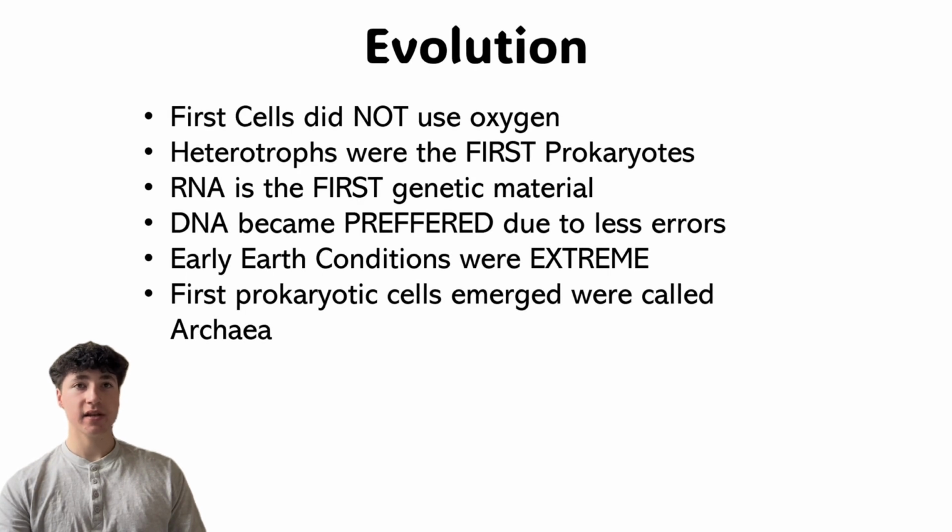Evolution. At first, cells didn't use oxygen. Once oxygen accumulated, eukaryotic cells utilized this. The first prokaryotic cells were heterotrophs. And it is believed that the first genetic material was RNA, but DNA became preferred as it had fewer errors in it due to its proofreading processes. Early Earth conditions were very extreme. That's why when the first prokaryotic cells emerged, they were archaea. As oxygen began to accumulate, there became more cells that utilize oxygen.